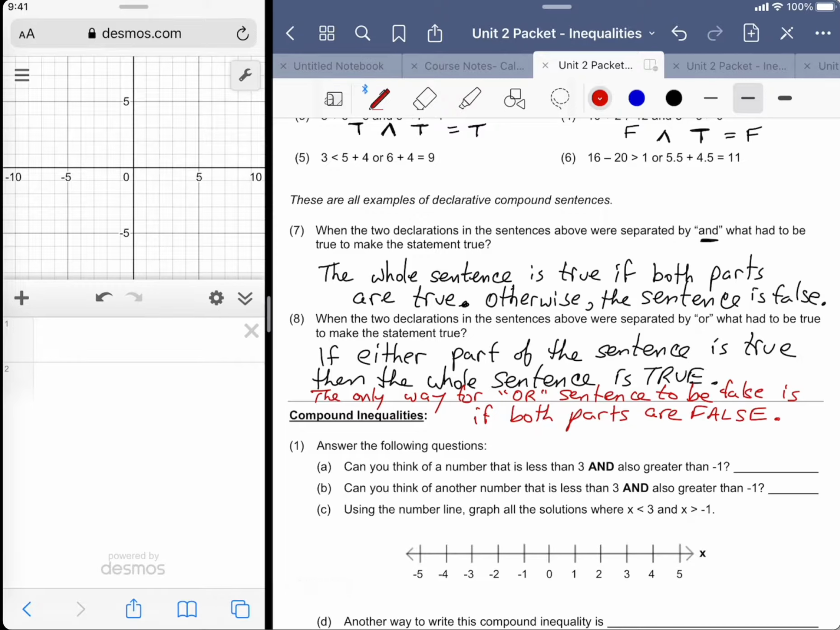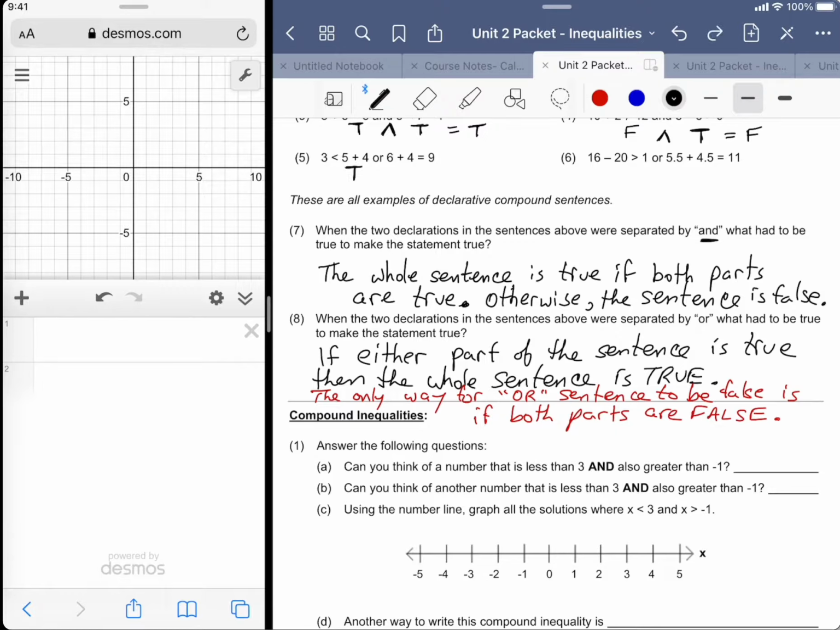So the whole sentence is true if both parts are true for an and sentence. Otherwise, the sentence is false. For an or, if either part of the sentence is true, if you got a T in there anywhere, then the whole sentence is true. So that just means that the only way for an or sentence specifically to be false is if both parts are false. All right. So looking at number 5, just going back to that, 3 is less than 5 plus 4. That's a true sentence.